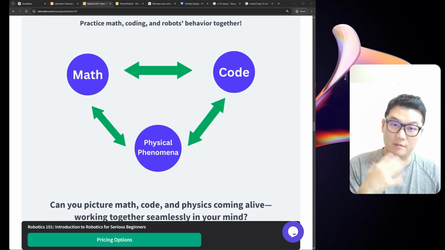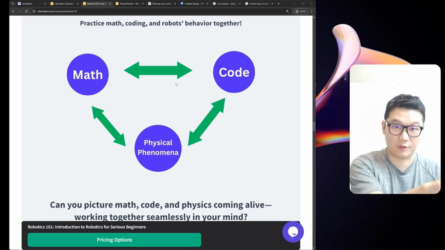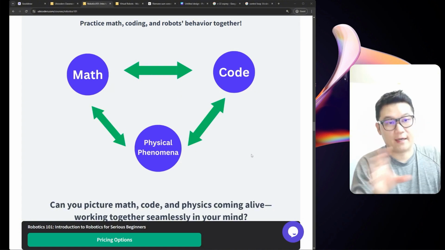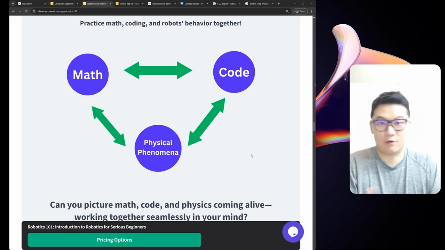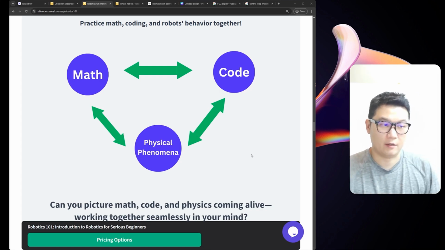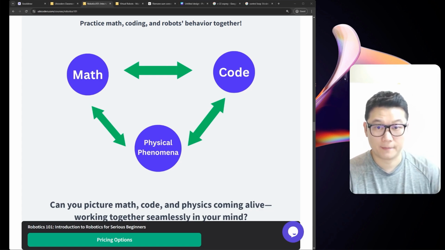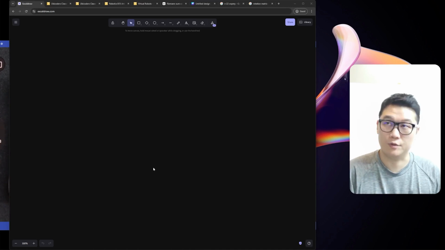It's nothing about the mathematical concept or the coding or the robot itself. Instead, it's these green arrows here, the connections between them. If you can connect all these in your brain, the math, code, and physical phenomena, I'll just call it MCP, that's the beginning of your robotics journey. So what the heck am I talking about, right? Let me tell you a couple of episodes I actually encountered about this MCP.